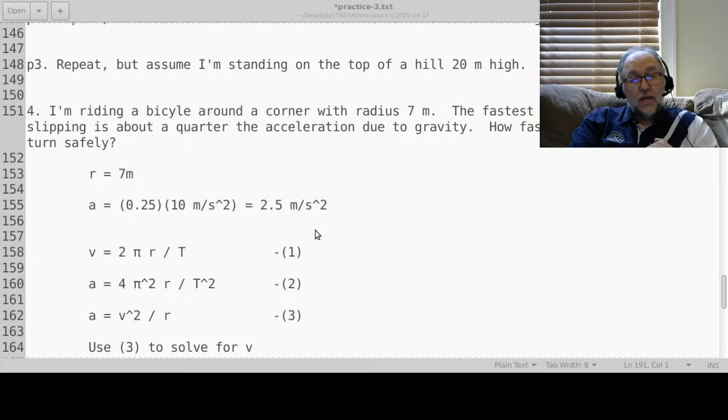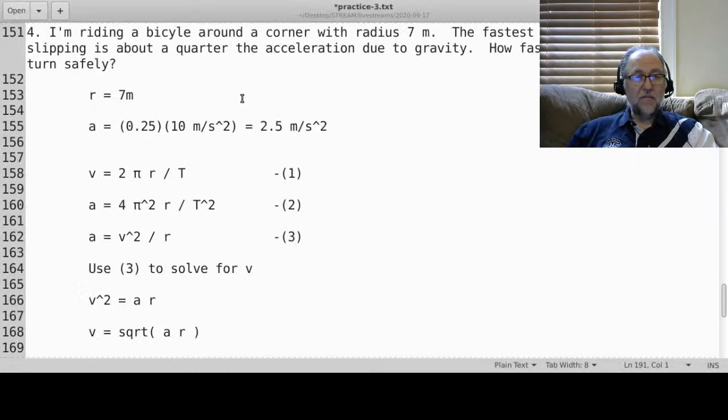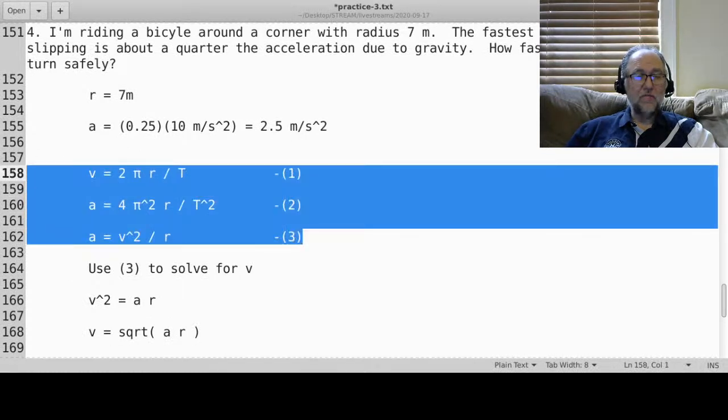But it's kind of nice to know. You say, well, yeah, I can turn, but I can't turn with more than a quarter of my weight, something like that, or 1/4 of the acceleration due to gravity. So I give you r and I give you a, and I expect you to find v, how fast. Whenever you ask how fast, that's v. I say, well, how fast can you go around the corner? You want to solve for v.